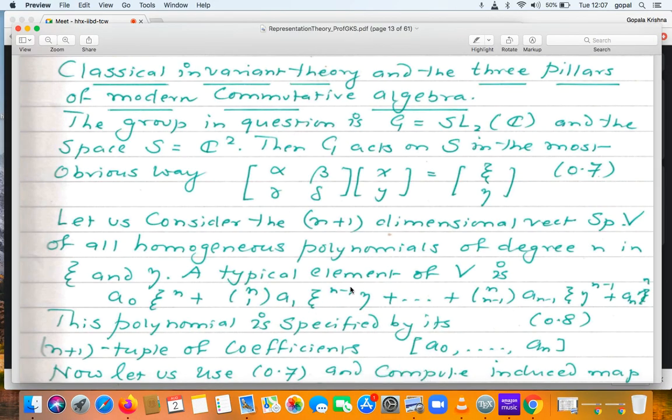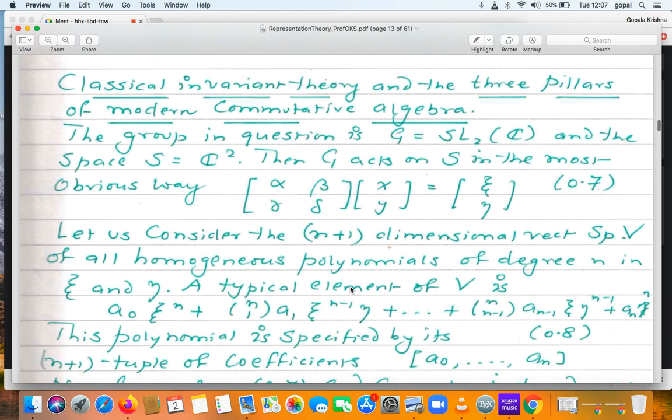So classical invariant theory and the three pillars of modern commutative algebra. In classical invariant theory, which is a representation theory of the group SL2C, in which vector space? The vector space of binary forms. What is a binary form?